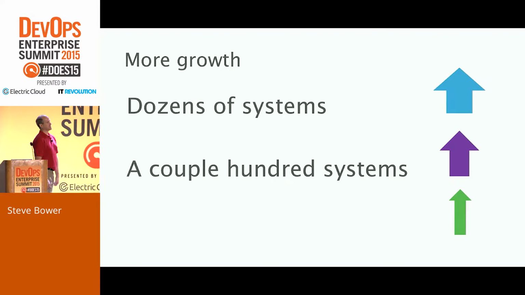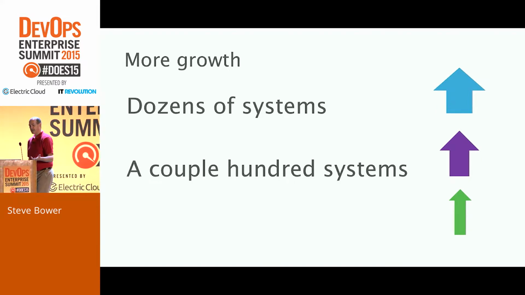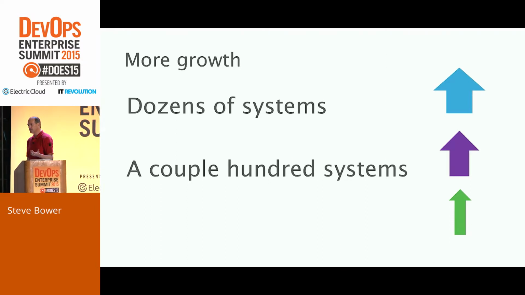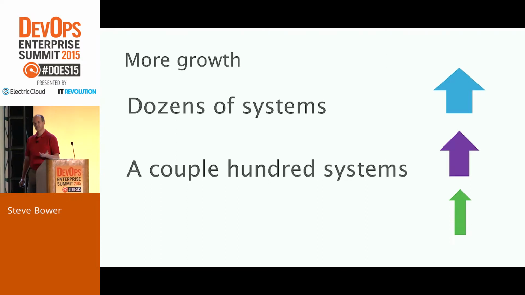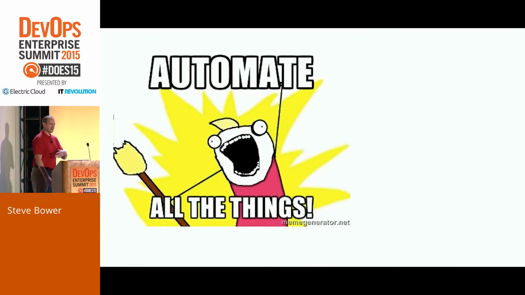So we went from dozens of systems eventually to hundreds of systems. And this parallelism idea really served us pretty well. Last year at this conference, somebody presented this meme, automate all the things.